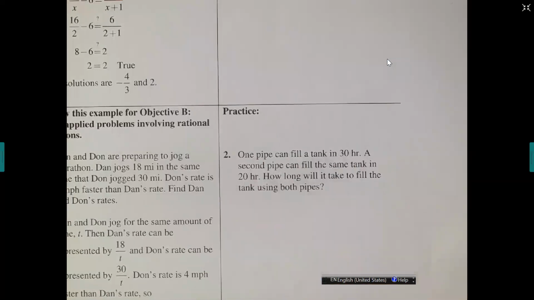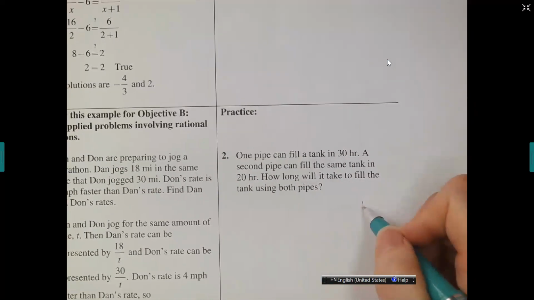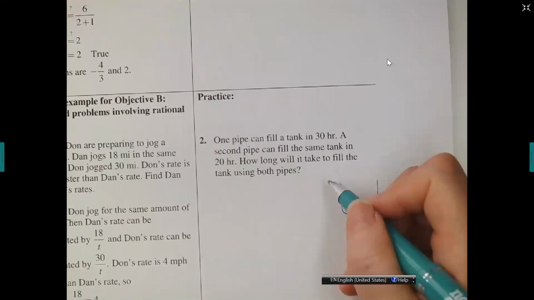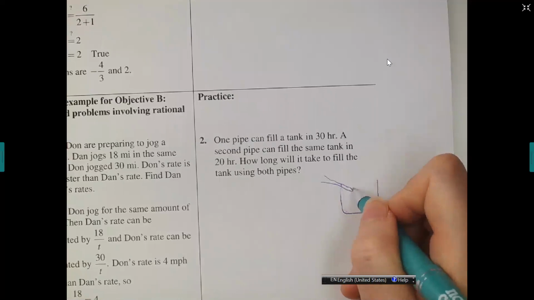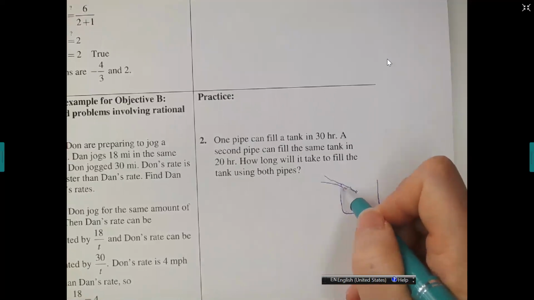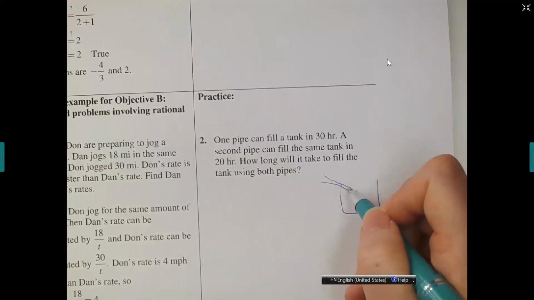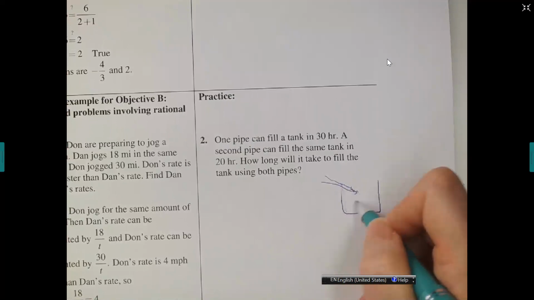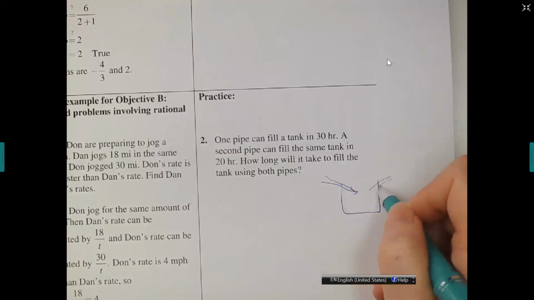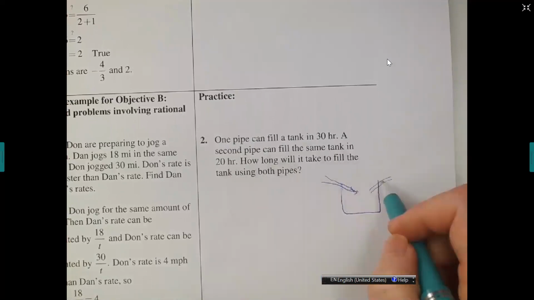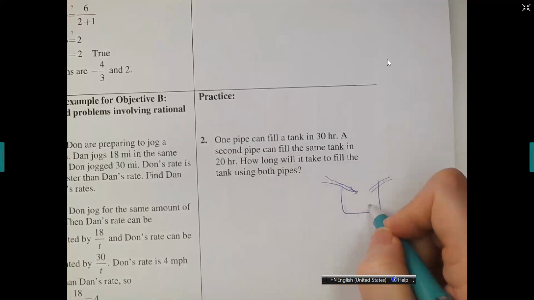So if each pipe works individually, and so we have a tank. If we draw a picture right here, there is an empty tank, and there is one pipe. Water goes in, so we have the water here. If this pipe works only, we turn this on, open the valve, it will take this one 30 hours to fill up the tank. And there is another pipe. If this one works alone, it will take this one 20 hours to fill up the tank.